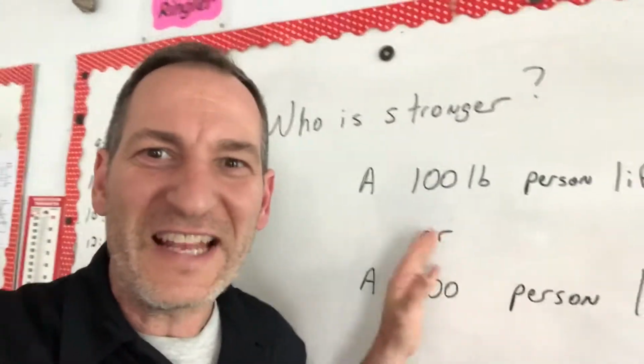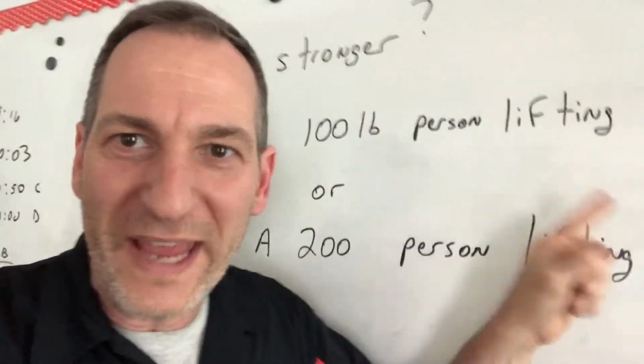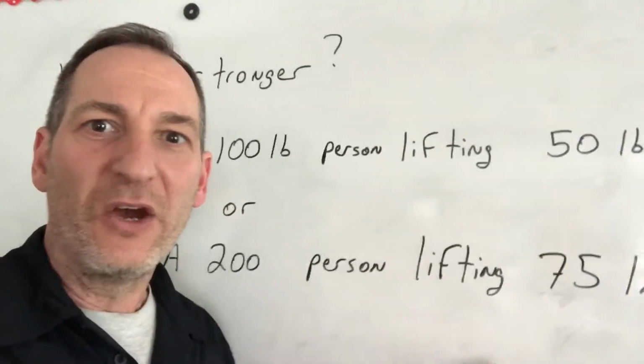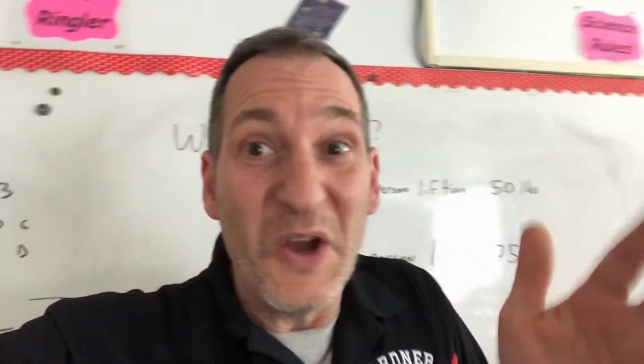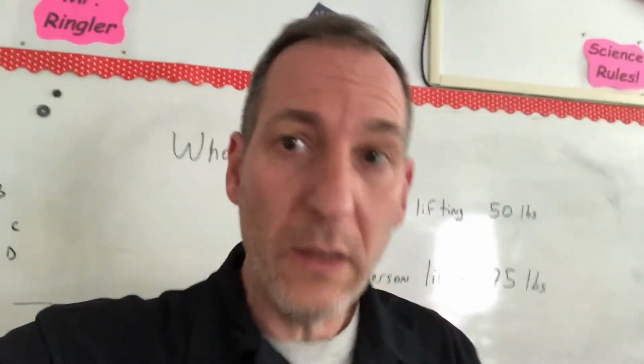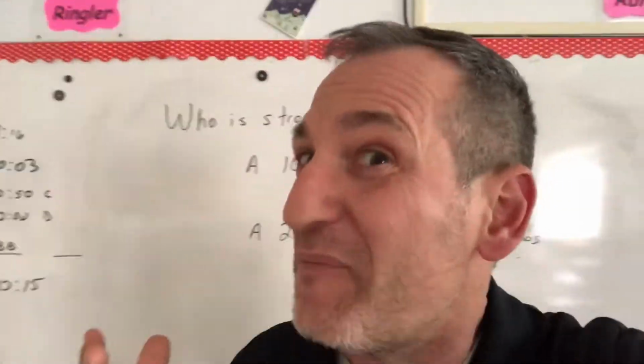No, Mr. Ringler, that's not true, because the 100-pound kid is lifting 50 pounds. That's half of his weight, as opposed to the 200-pound kid who is not able to lift half of his weight, so he's not as strong. So, Mr. Ringler, who's right? Well, you're both right. It just depends how you ask the question. So what you're saying is, I'm right. No, I'm right. No, I'm right. You're both right.